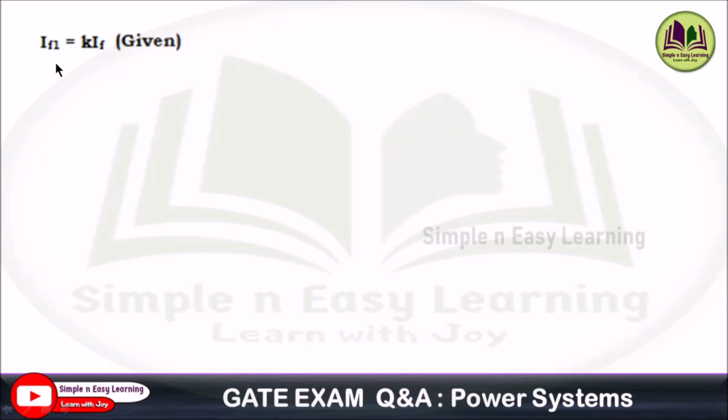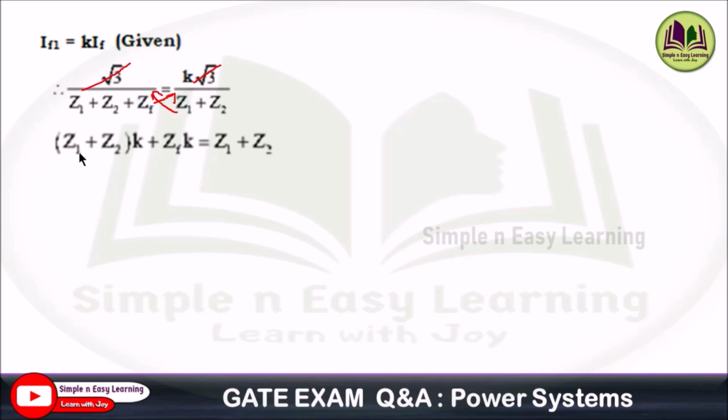Now, in the question it is given IF1 equal to K into IF. So, substituting IF and IF1 from the previous expressions, IF1 is root 3 divided by Z1 plus Z2 plus ZF, equal to K into IF. IF is root 3 divided by Z1 plus Z2. So, root 3 and root 3 get cancelled. Multiplying this whole term to that side, Z1 plus Z2 into K plus ZF into K will be equal to Z1 plus Z2.